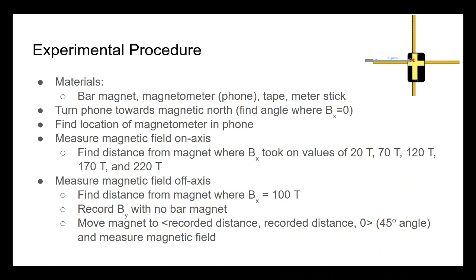We turned the phone towards magnetic north, which is the angle where the x component was 0. We found the location of the magnetometer in the phone by maxing out the x and y components at different points. And then we measured the magnetic field on axis. So we found the distance that it took for the magnet to reach different values on the phone. And then off axis, we recorded the distance from the magnet where the magnetic field in the x direction was 100 microTeslas. Then we recorded the magnetic field in the y direction with no bar magnet. Then we moved the magnet to the recorded distance from before in the x and y components, which is a 45-degree angle. And then we measured the magnetic field again.